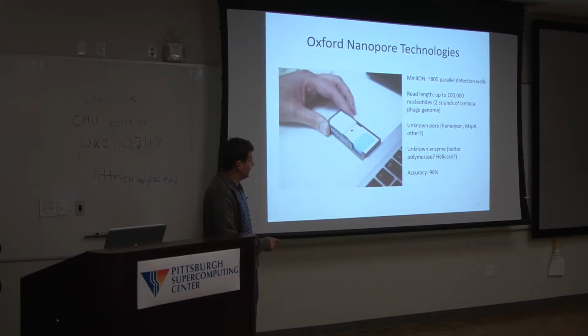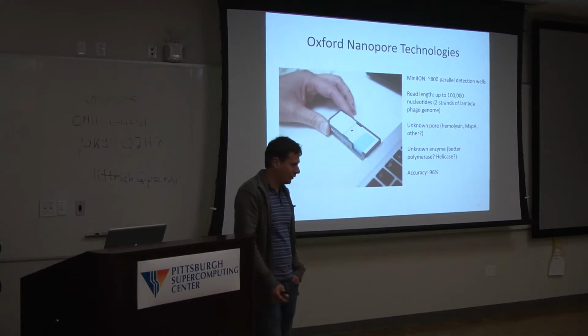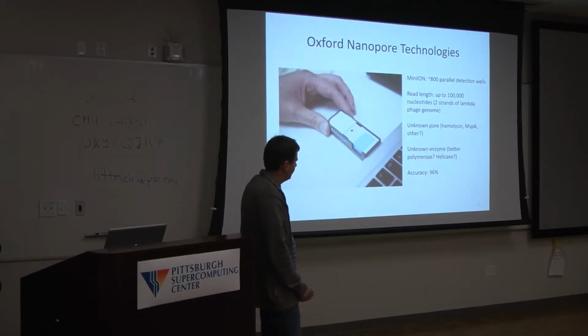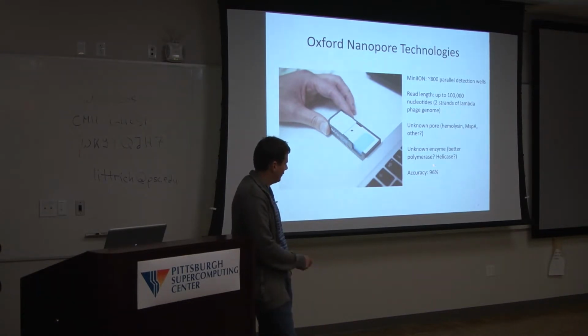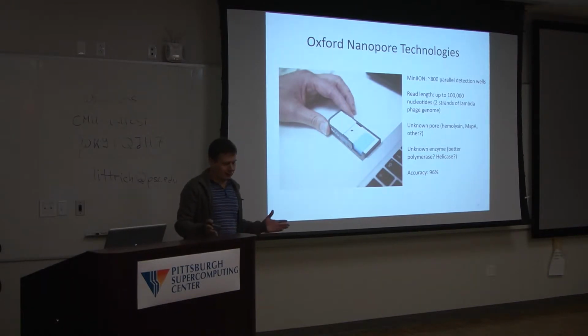And those are the specifications. Read length up to 100,000 base pairs, which is really shocking. And it comes with an accuracy problem, so it's not super accurate, 96%. So in that sense, it's a trade-off. You can get a very long fragment, but at limited accuracy. If you supplement with another sequencing method, then you're basically winning all the time.